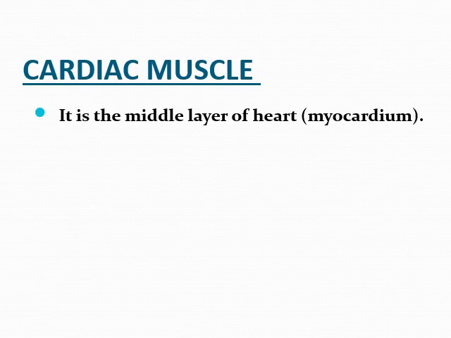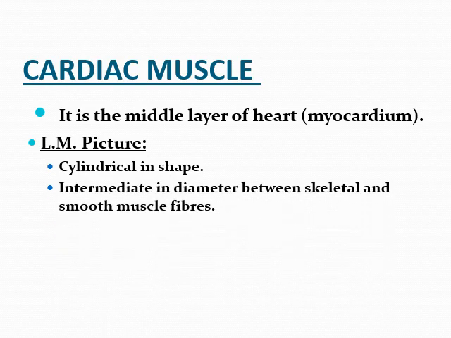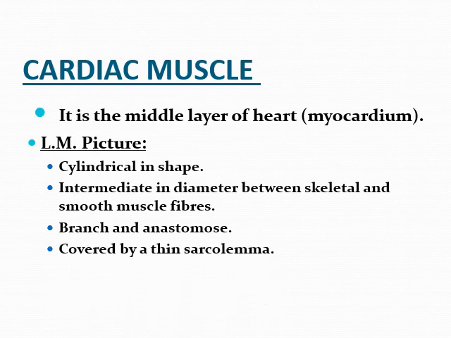The myocardium is the middle layer of the heart. As we said, it is cylindrical in shape, with an intermediate diameter between the skeletal and the smooth muscle. They are branching and anastomose, covered with a thin sarcolemma, and the nucleus is single, oval, and central.